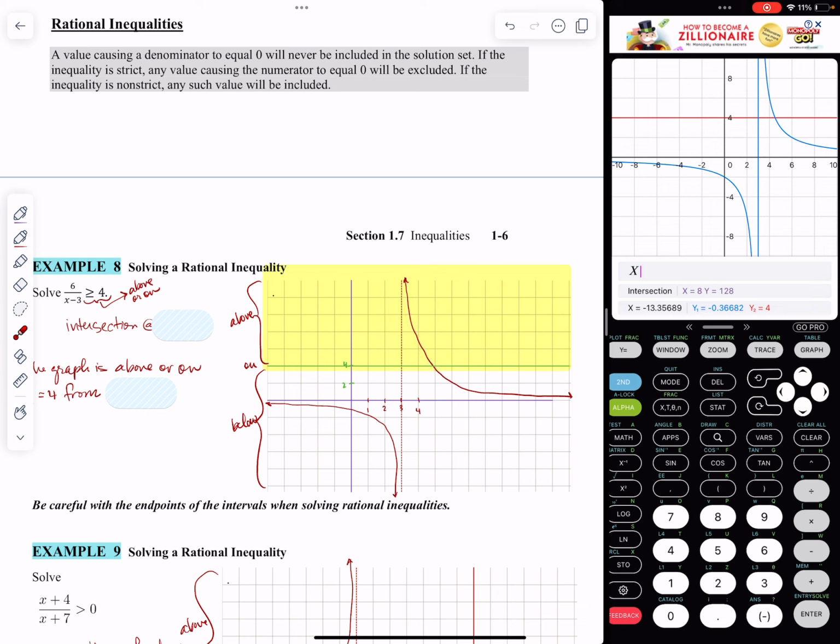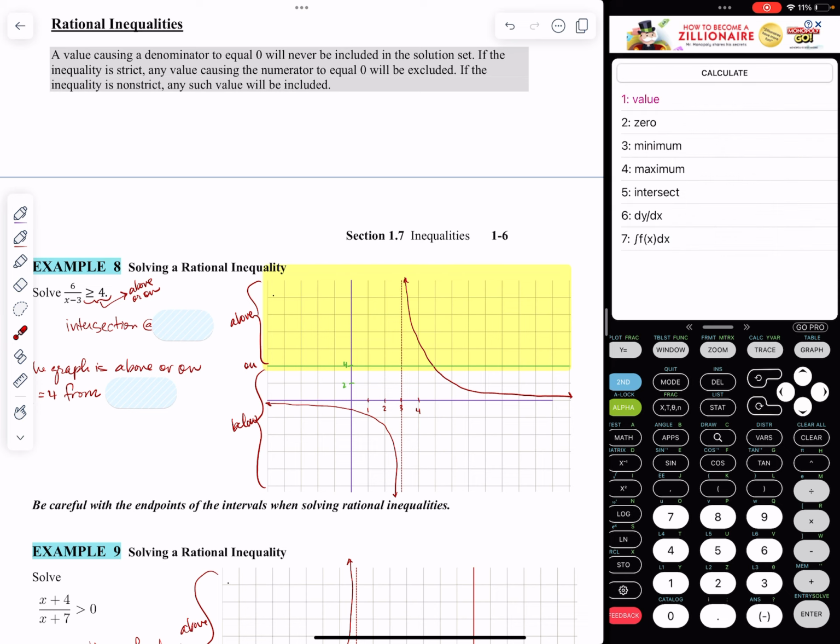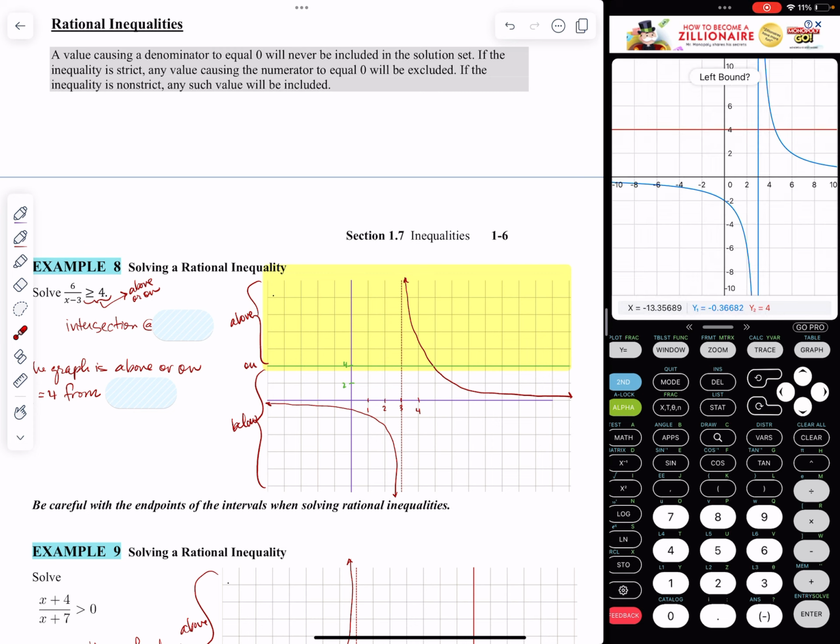So go back to your calculator, and what we'll do is we'll go back to second trace. Once again, we want to go to number 5. Now, on the last video, I walked you through how mine looks different than yours does. Mine is asking for a left bound. Yours will be asking for first curve. Before I do anything, before I answer my question, or before you answer your question, your cursor needs to be blinking close to this intersection.